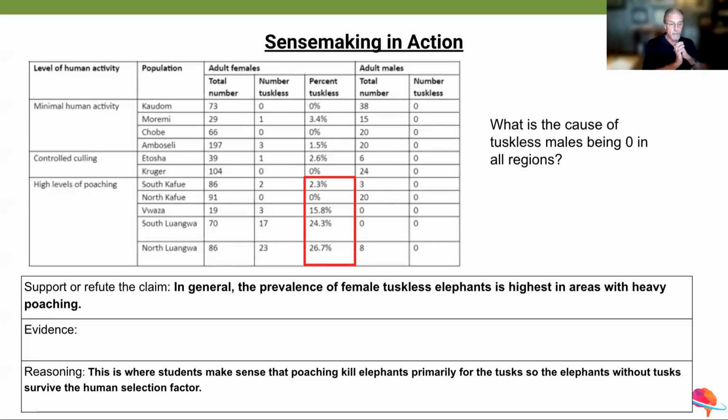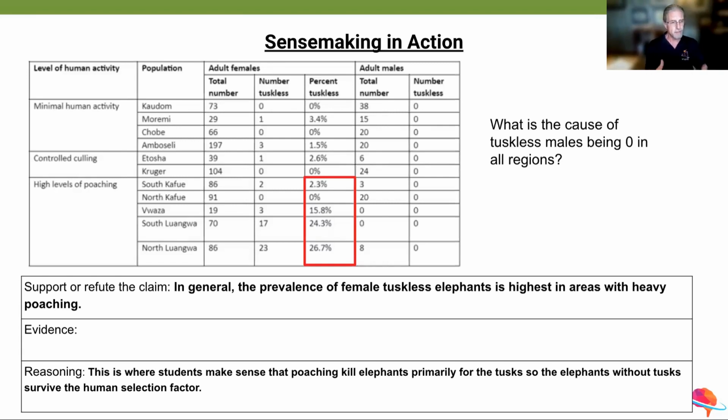Okay, so in the bottom portion here, we're now taking a look at where are we going? So support or refute a claim: in general, the prevalence of female tuskless elephants is highest in areas with heavy poaching. Kind of makes sense. And this is where the students would be making sense that poachers kill elephants primarily for the tusks, so the elephants without tusks survive and humans become that selection factor. So now we would want the evidence. So in working through students, we want to do that.